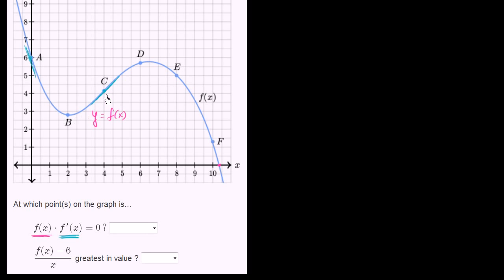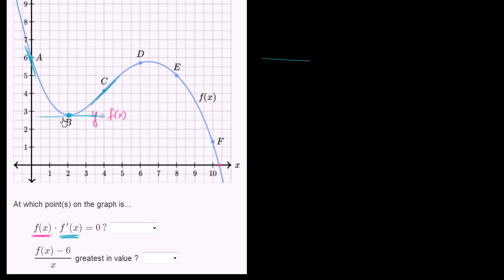So if you look at all of these, where's the slope of the tangent line 0? And what does a 0 slope look like? Well, it looks like a horizontal line. So where's the slope of the tangent line horizontal? Well, the only one that jumps out at me is point B right over here. It looks like the slope of the tangent line would indeed be horizontal right over here.